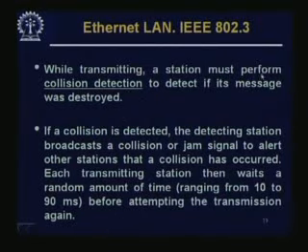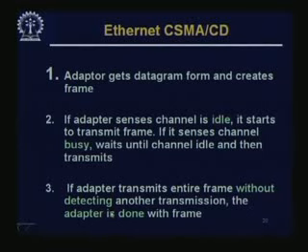While transmitting, a station must perform collision detection to detect if its message was destroyed. If a collision is detected, the detecting station broadcasts a collision or jam signal to alert other stations that a collision has occurred. Each transmitting station then waits a random amount of time ranging from 10 to 90 milliseconds before attempting the transmission again. So this is the same algorithm step by step.